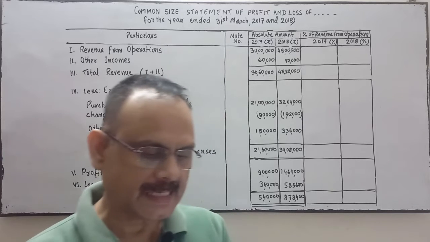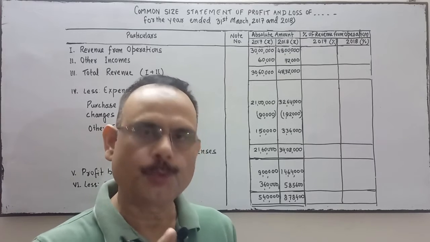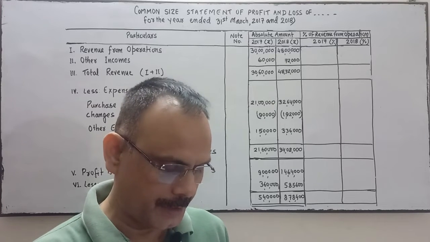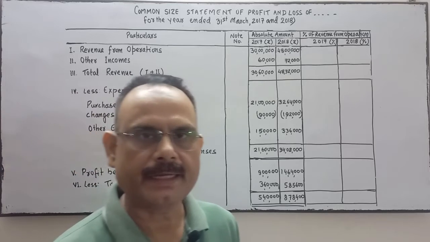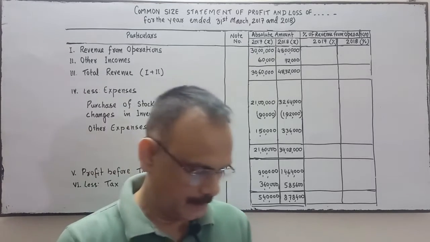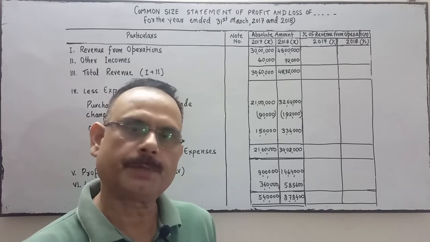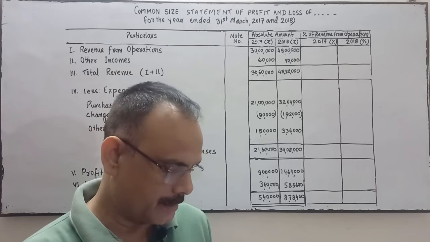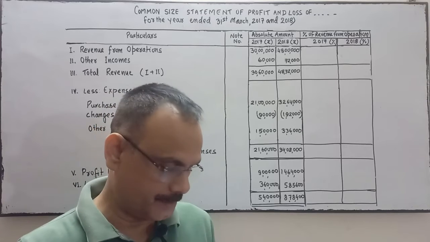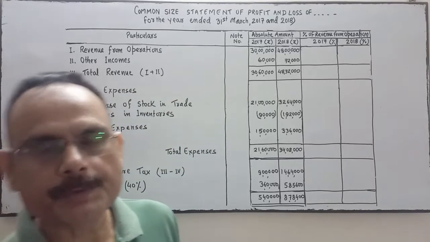So prepare a common size statement of profit and loss from the following. The 2-year figure is given. First column is for 31st March 2018 and second column is for 31st March 2017. In particular, details are revenue from operation, purchase of stock in trade, change in inventories, other expenses, other income and income tax. Now we will arrange it.